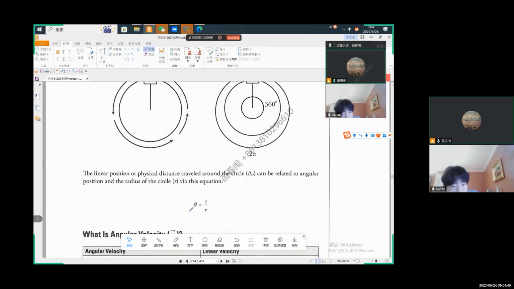So there is some relationship. This is what we learn in geometry, right? This is arc length, basically. Arc length is theta r, right? Remember? So L equals theta r. They just use S, it's the same thing, right? They just want us to know the relationship between them.